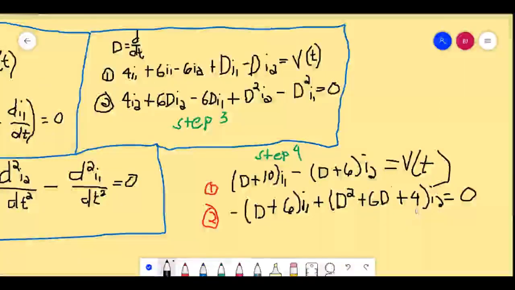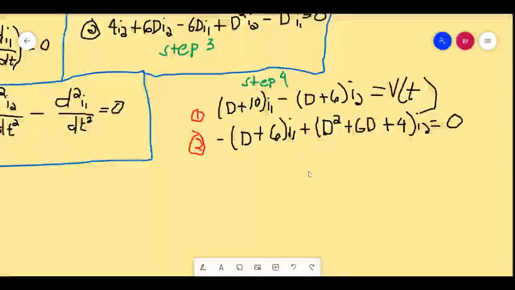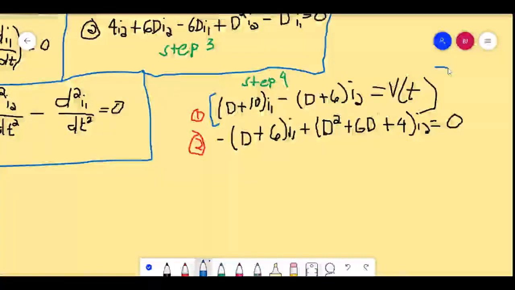So I1 has 1, 2, 3, 4 equations. This has 1, 2, 3, 4, 5. So we'll just use this to eliminate. So we'll eliminate I1, just like what we did with the first example. So we multiply this whole lot here with this negative d plus 6, or if you want, negative d minus 6. I just distributed the negative d here. I1. Okay.